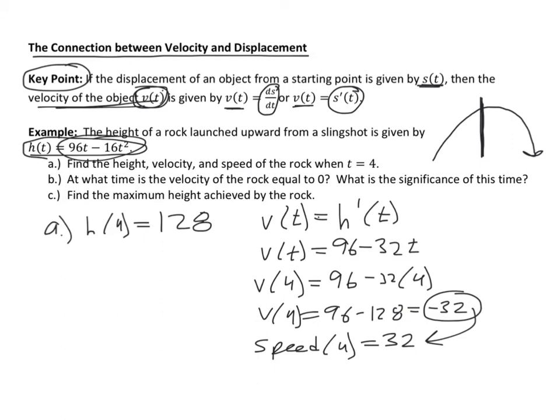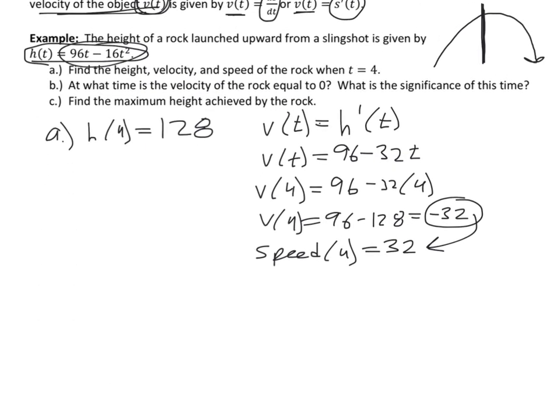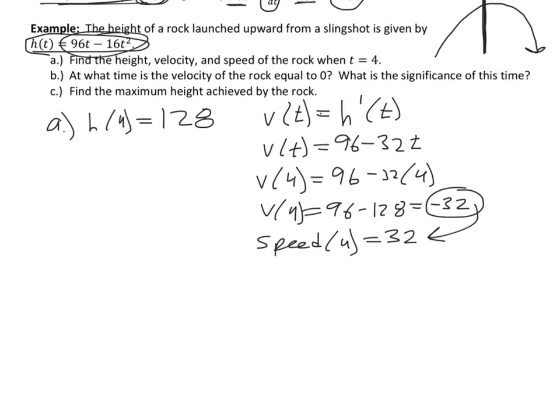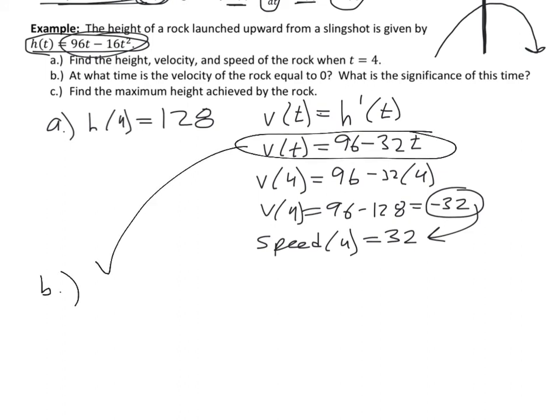At what time is the velocity of the rock equal to 0? Well, in order to solve that, fortunately, I have a velocity function right here. I could find when the velocity is 0 by setting my velocity function equal to 0. Some of you may notice that this is something we've done before. This may sound familiar. In fact, if it does, pause for a moment and think about that, because we're going to get to that in just a second. When I solve for this, I'll get 32t equals 96. That means t is going to be 3.